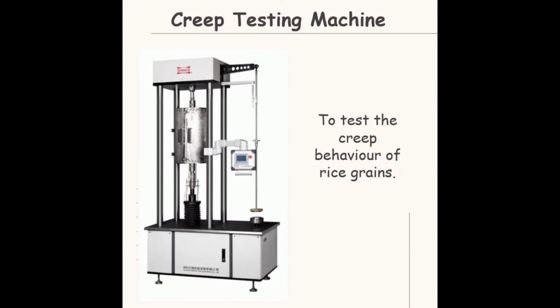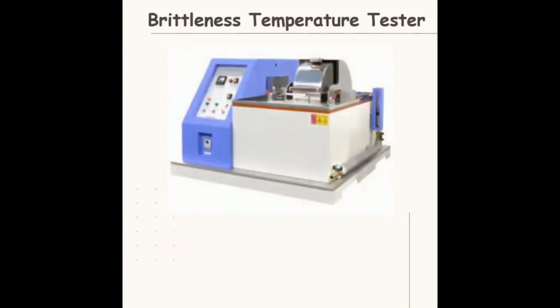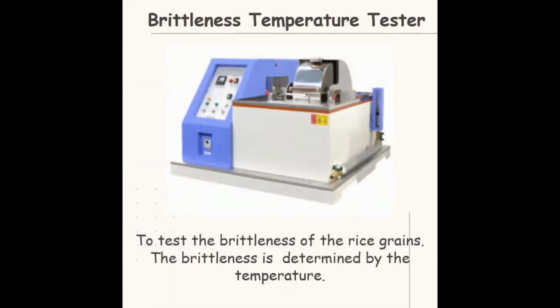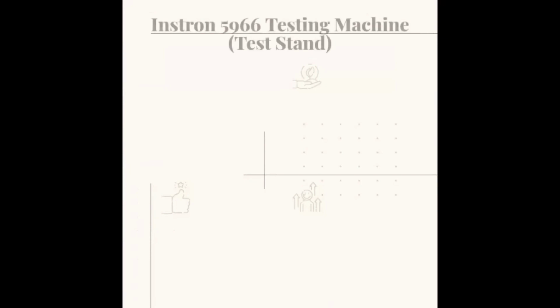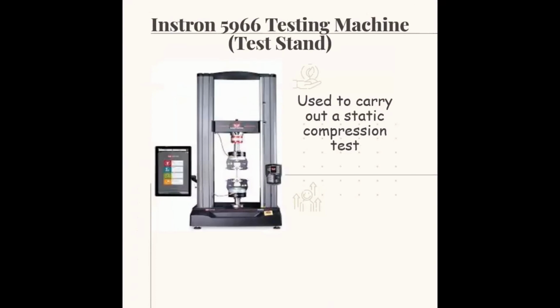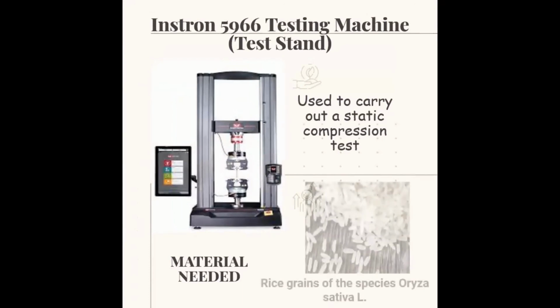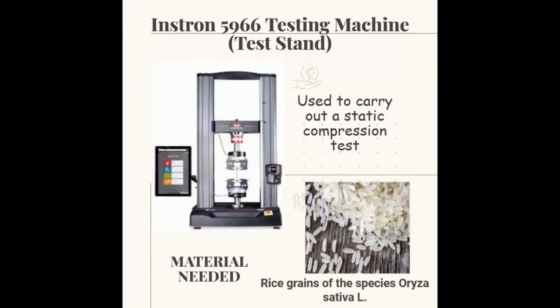After that, another equipment needed in measurement is brittleness temperature tester. This tester is used to test the brittleness of the rice grain, and the brittleness is determined by the temperatures. The last equipment needed in measurement is called Instron 5966 testing machine. This equipment is used to carry out a static compression test. So other than the equipment needed in measurements, the most important material needed to conduct the whole measurement is rice grain of the species Oryza sativa L.